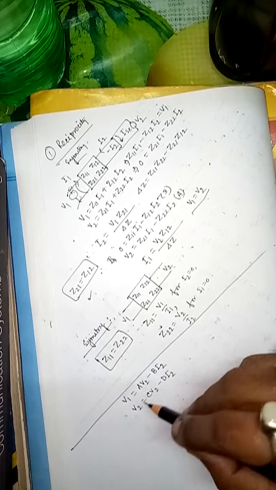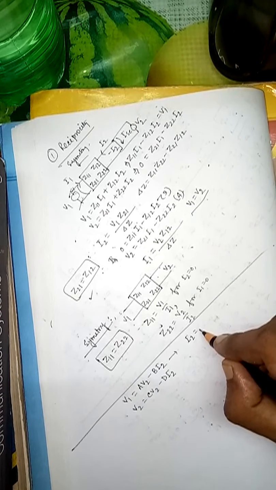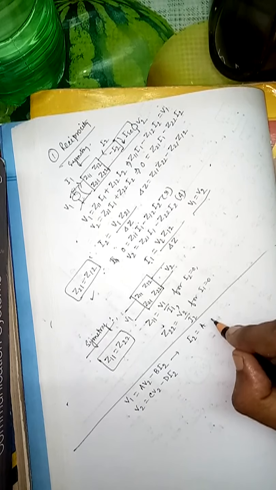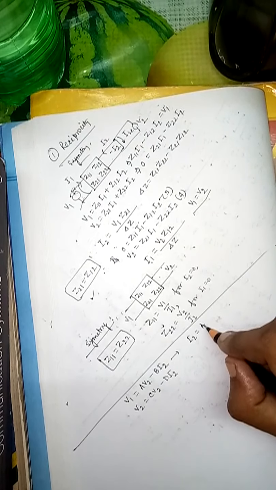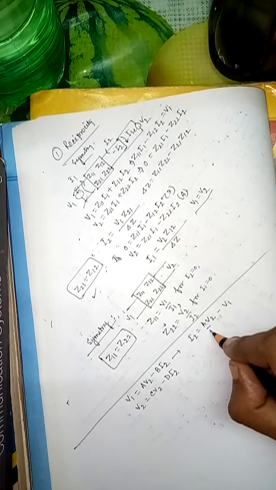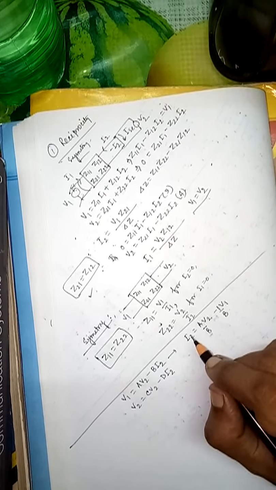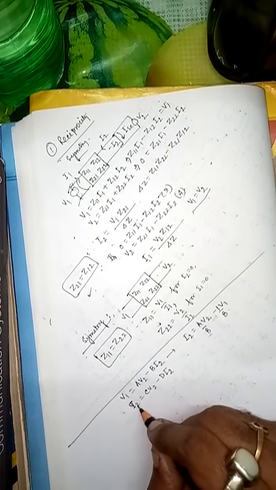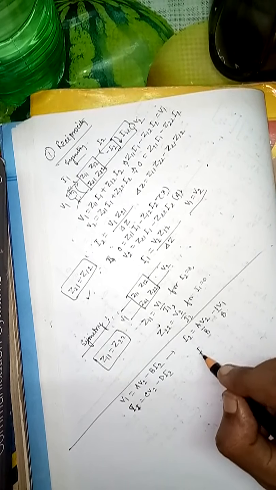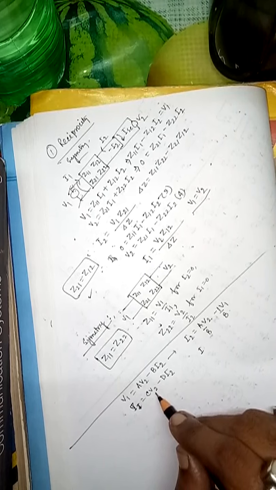So I can write it again that I2 equals A V2 minus V1, divided by B, that is 1 by B. Okay, now so sorry, it is I1 actually. So I1 equals C V2 and D I2.